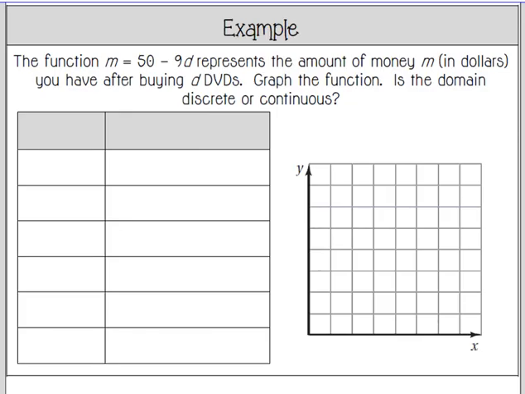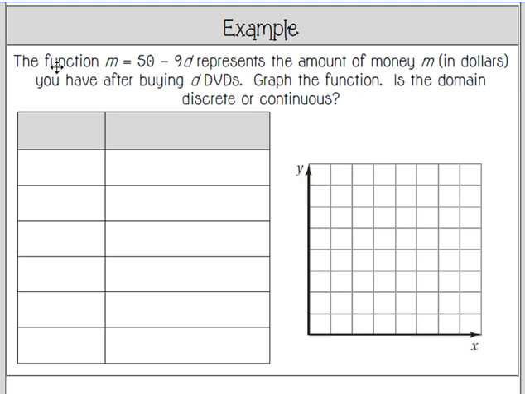So in looking at this situation, we have two situations on the back side of your note sheet. The first one says the function m equals 50 minus 9d represents the amount of money m in dollars you have after buying d DVDs. So then we are going to graph the function and determine if the domain is discrete or continuous.